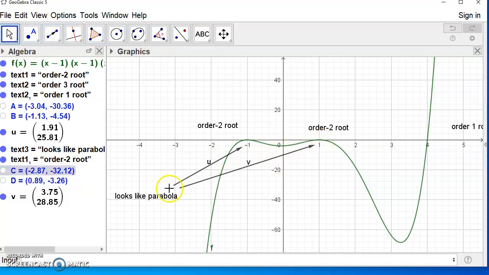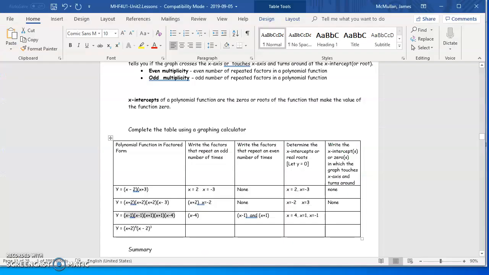Bouncing off the x-axis. So again, how to draw an x-intercept? If it's order 1, go straight through the graph. If it's order 2, bounce off the graph like a parabola. If it's order 3, go through the graph the way a cubic does: flatten out, hit the x-intercept, and then keep going in the other direction. So again, the x-intercepts where it bounced were x equals 1 and x equals minus 1, the two values that were repeated an even number of times.